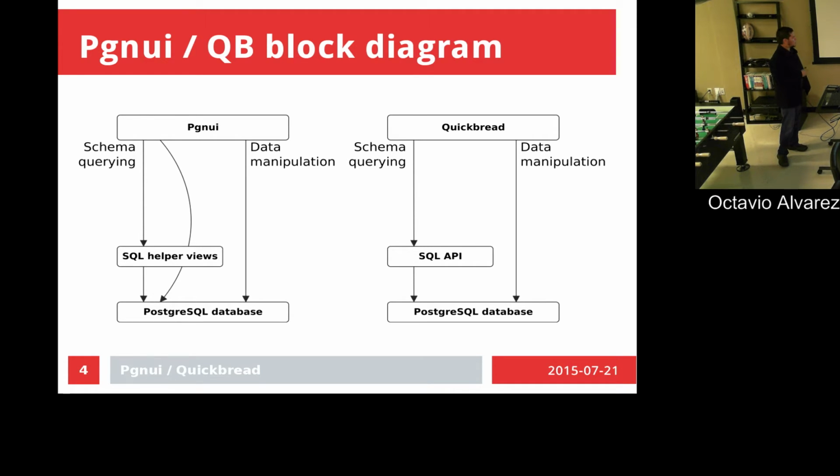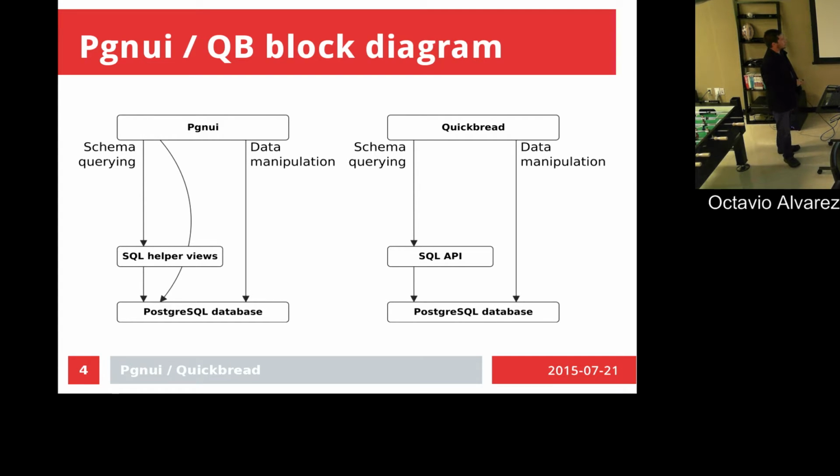Or not quite, because sometimes I need to do some more complex queries that information schema doesn't expose directly, so I need to mix and do some left joins between PG catalog and information schema, and I use some helper views to do that. Some of the schema querying goes through those views, and some of the schema querying goes directly to the database to information schema. And then for data manipulation, I use select, insert, create, and update directly to the database.